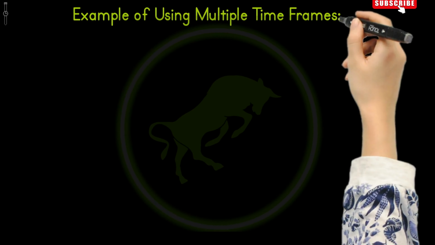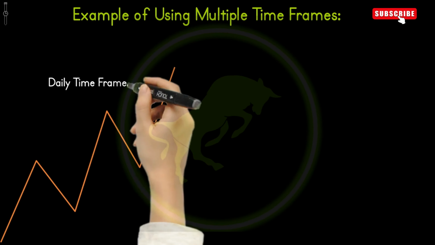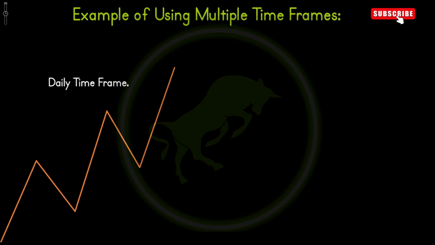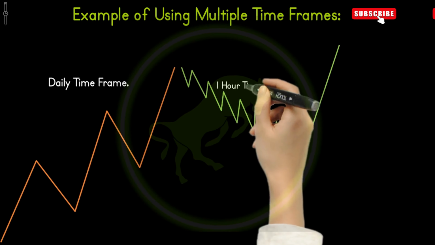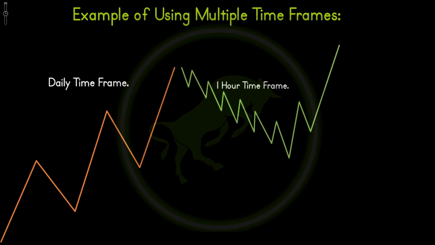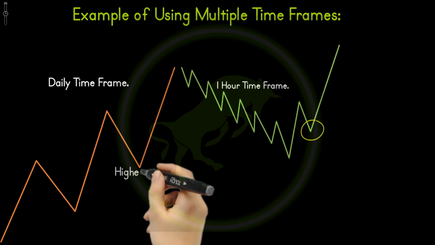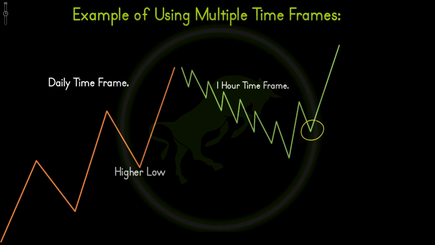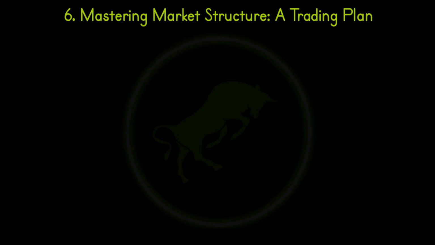Example of using multiple timeframes. On the daily chart, the market is in an uptrend. On the 1 hour chart, there's a short-term pullback within that uptrend. You use the 1 hour chart to enter a trade at a higher low and ride the uptrend on the daily chart. Number 6. Mastering market structure.